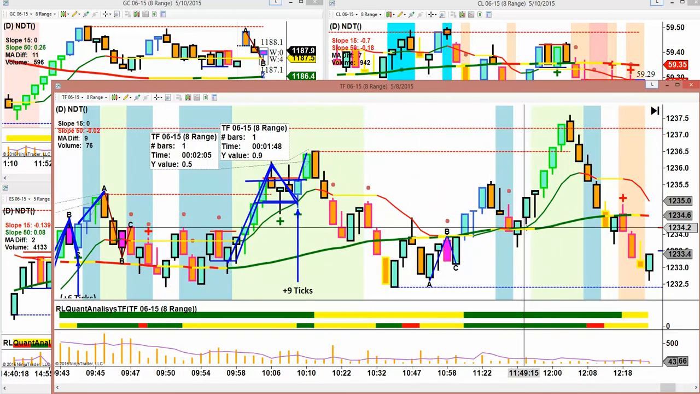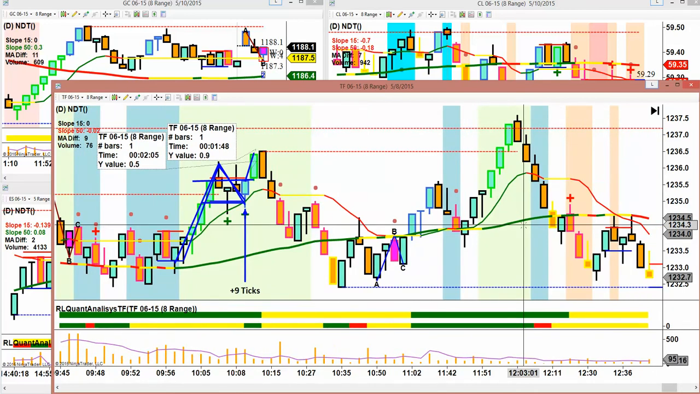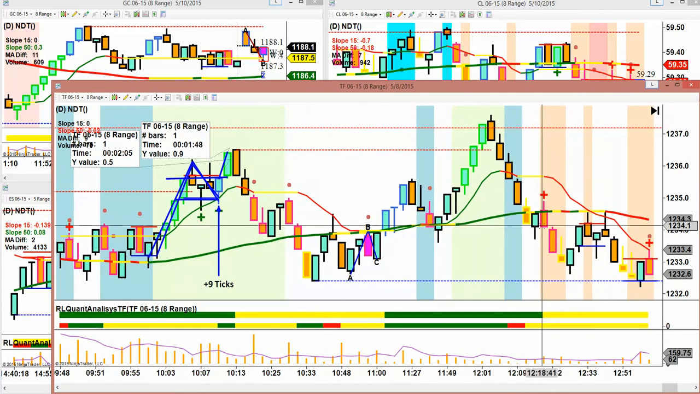There's nothing to trade here. We can't take a move through a yellow 15. Actually, this is a green 15. This actually was a tradable setup. I just might have missed it. This is at 11:49. I can't take anything here. That's a green quant.